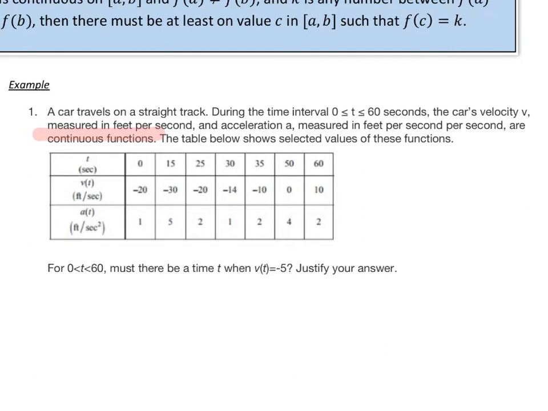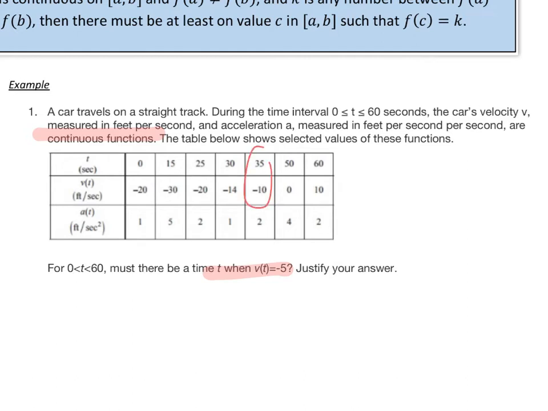So the question is, if we have these values in the table, was there a time t where the velocity was negative 5? Well, here's what we need to say. If we look at velocity, here are our velocities. It went from negative 20, which means we're moving left, all the way up to positive 10. Was it ever negative 5? Well, negative 5 is in between these.